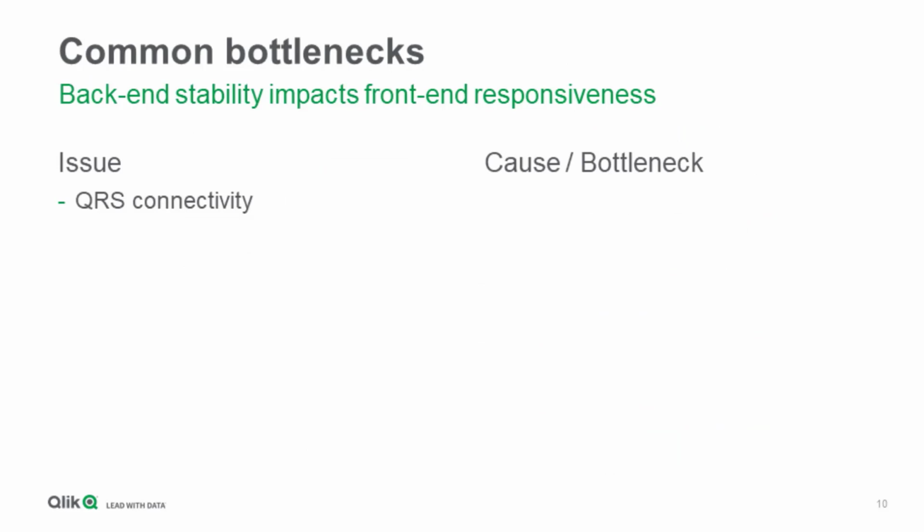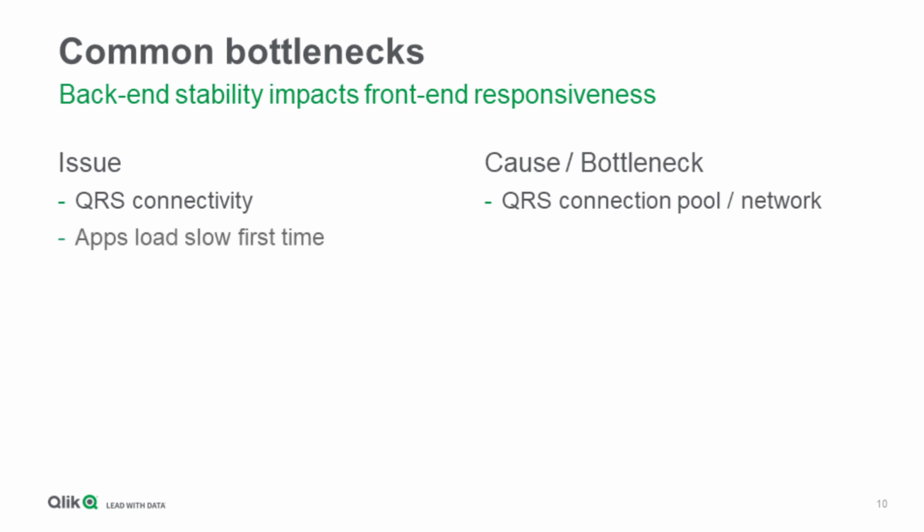The repository service failing to communicate with RIM nodes, with local services. I would immediately try to verify that the repository service connection pool and network connectivity is stable and correct. Let's say apps load very, very slow for the first time. This is where network speed really comes into play.